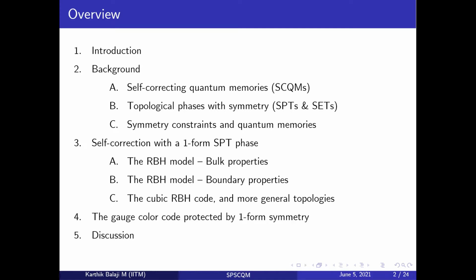Then we'll look at the first model that is studied in the paper, which is the RBH model. We'll look at its bulk and boundary properties and we'll look at the cubic RBH code. Then we'll move on to the second model that is studied in the paper, which is the gauge color code.